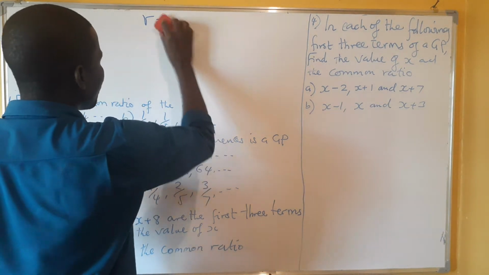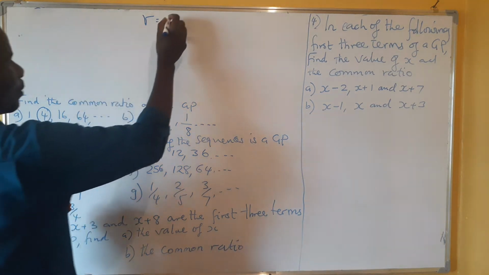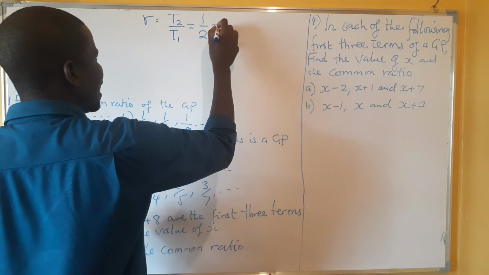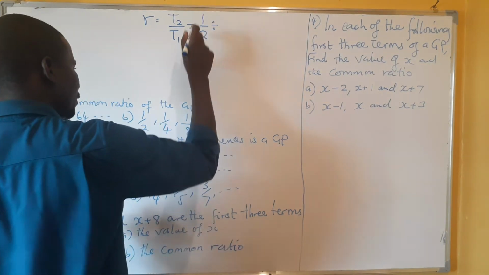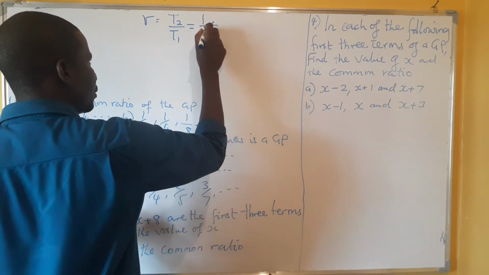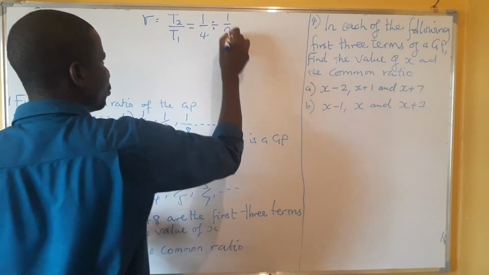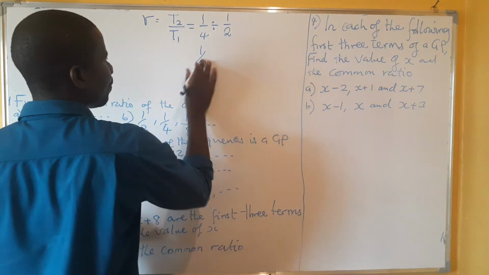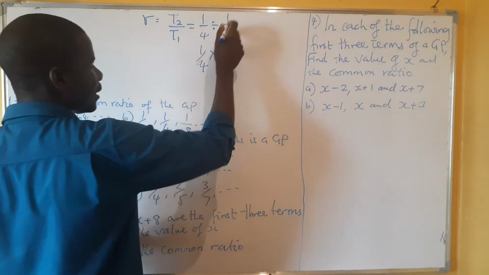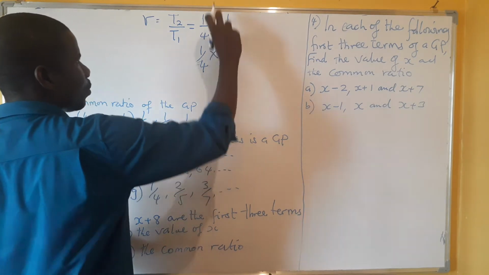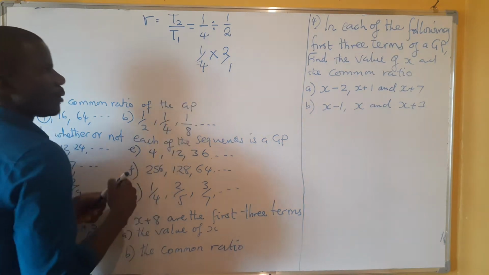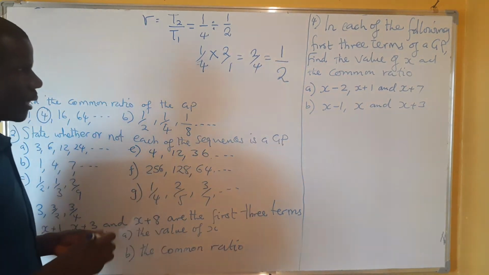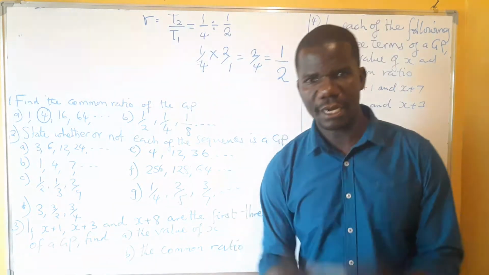Let's come to the second one. The same formula applies even to the second one. It's the second term divided by the first term. The second term in this case is 1 over 4, divided by the first term, which is 1 over 2. Now, we all know the rules of division of fractions, that we need to multiply the first fraction by the reciprocal of the second one. So when you simplify this, it's going to give us 2 over 4, which simplifies to 1 over 2. This is our R, which is the common ratio.